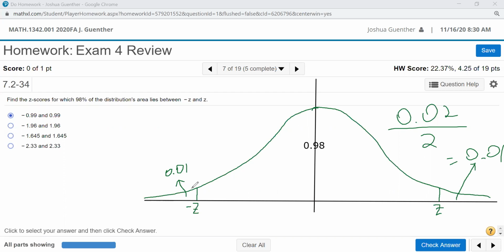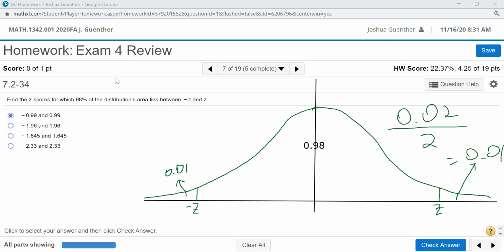So the 0.01s are going to help us to actually find the z-score itself, because now we want a z-score that has 0.01 of the data falling to the left of it. And whatever that is, that's the negative z-score, and then we just take the negative sign off of it, and we've found its sister, the positive z-score.